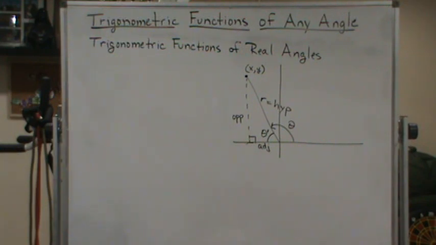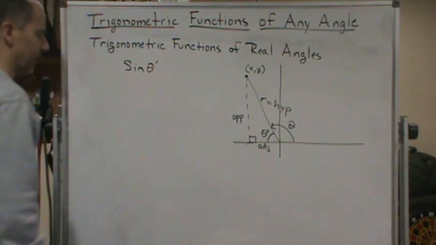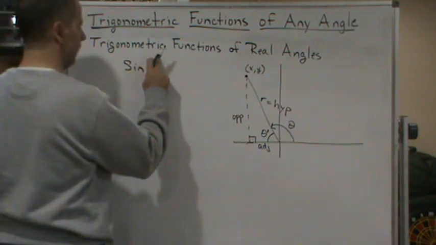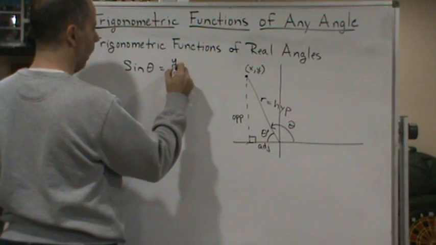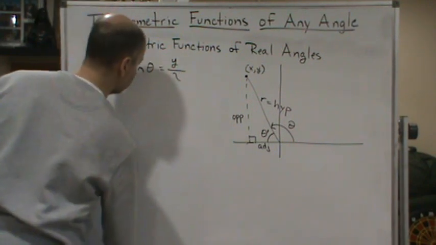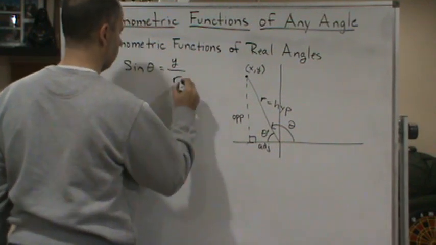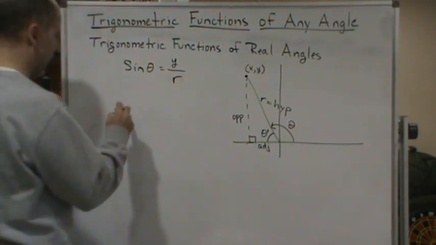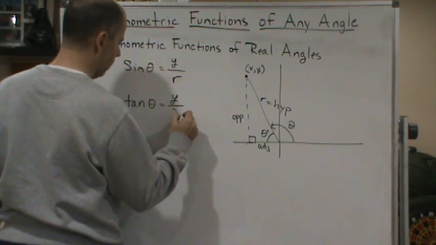Now, remember the definition of sine. So we have sine theta, and this is going to be theta prime. Or actually, let's start with theta. So, this is equal to what? It's equal to y over r. And then of course tangent theta is equal to y over x.